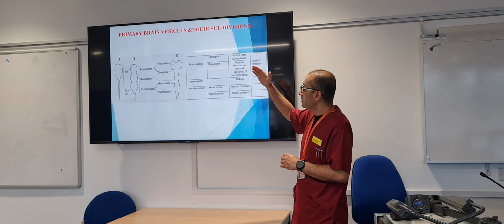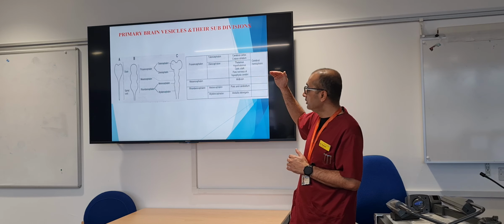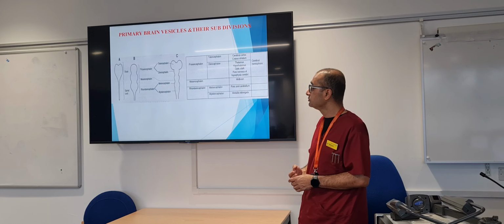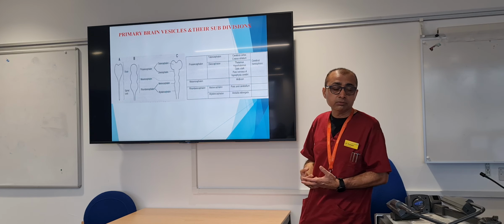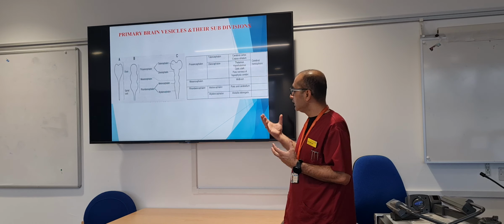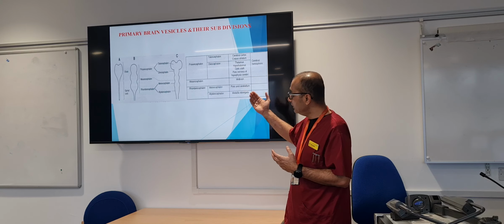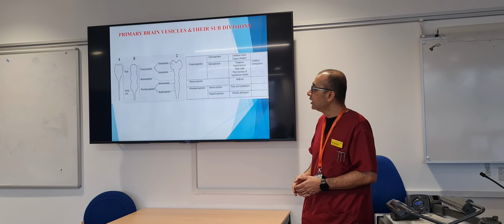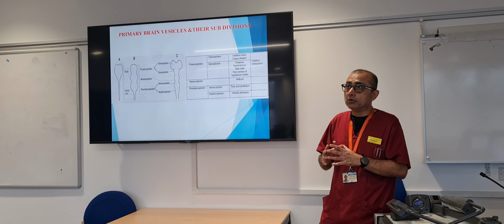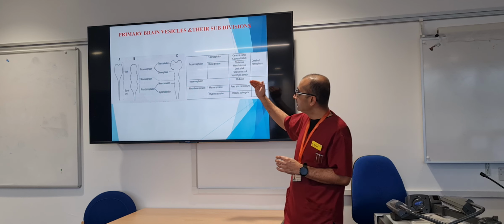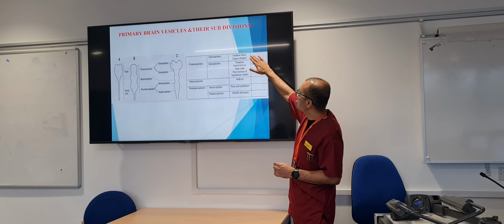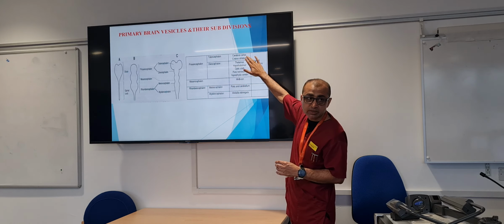But subsequently, this tube divides to make the brain into three parts: prosencephalon, mesencephalon, and rhombencephalon. In more colloquial terms, it's the forebrain, midbrain, and hindbrain. The forebrain evolves into two parts, the telencephalon and diencephalon. Telencephalon gives rise to the cerebral cortex and what we call the basal ganglia.